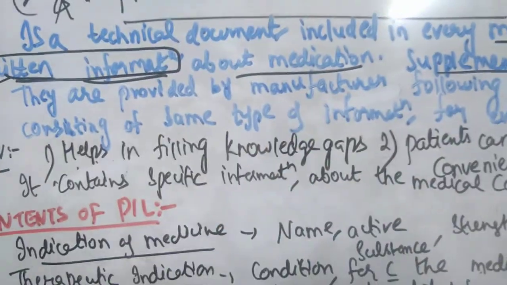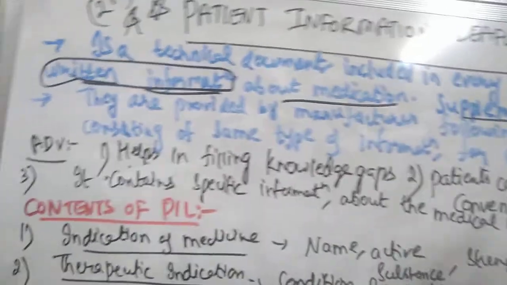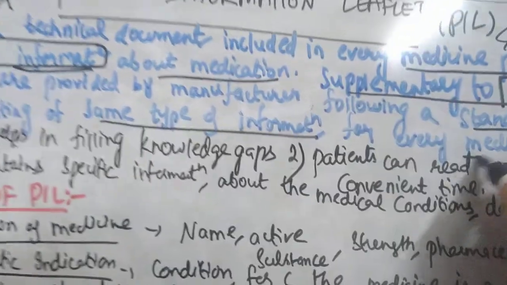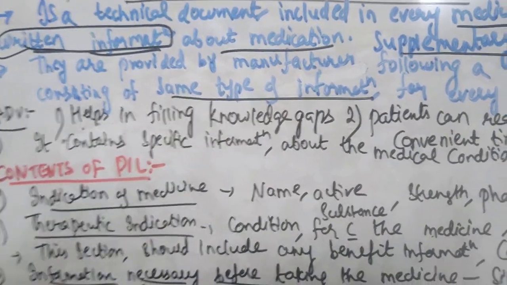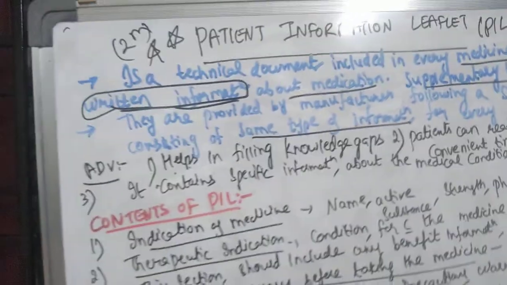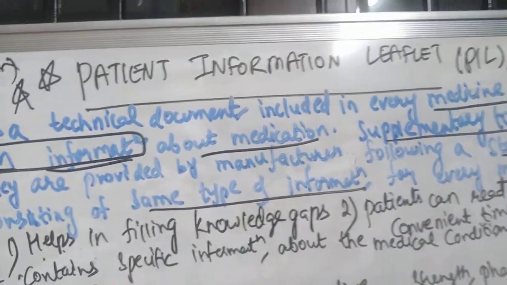They are provided by the manufacturer following a standard template. So there is a standard design. That design is followed by every manufacturer and they provide the PILs, and all the PILs will consist of about the same type of information. What do you mean by the same type of information? It means information regarding the dose, benefits, uses, side effects, dosing instructions, okay, and storage instructions. So all the PILs will contain the same type of information and they are included in every medication package. So this is with PIL.